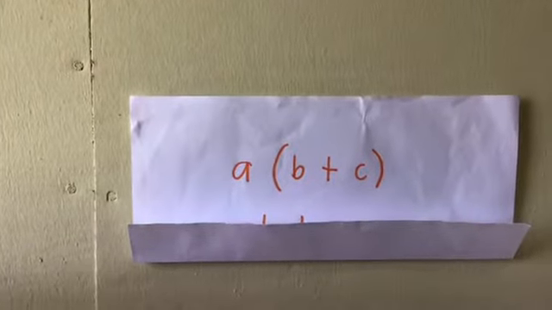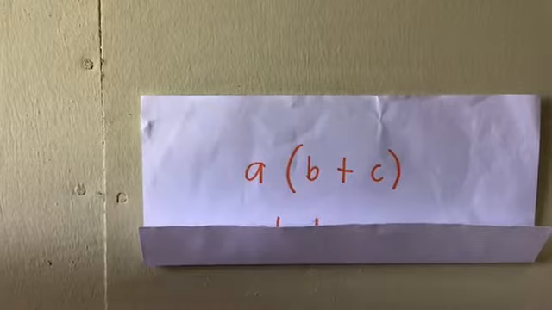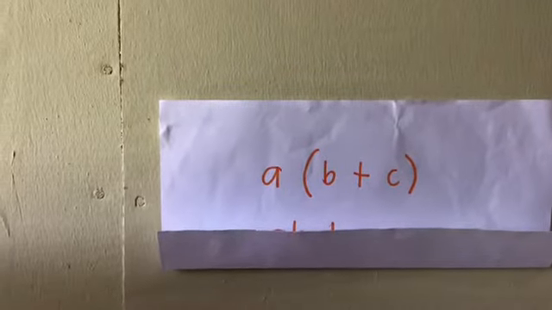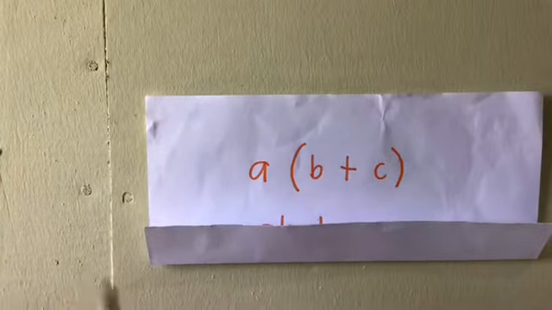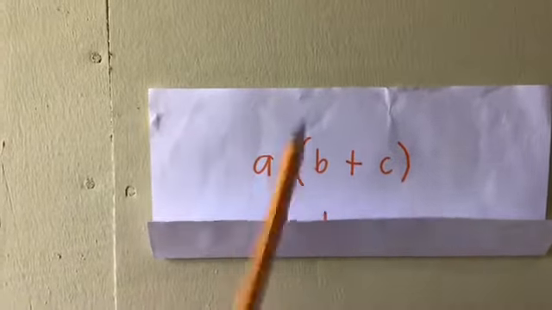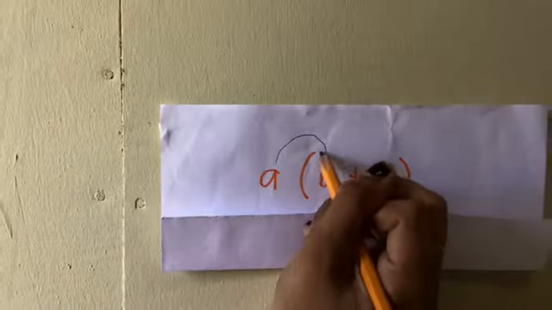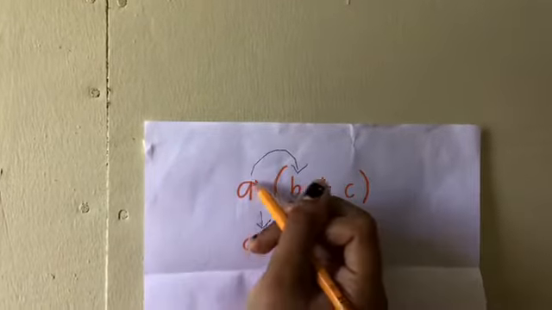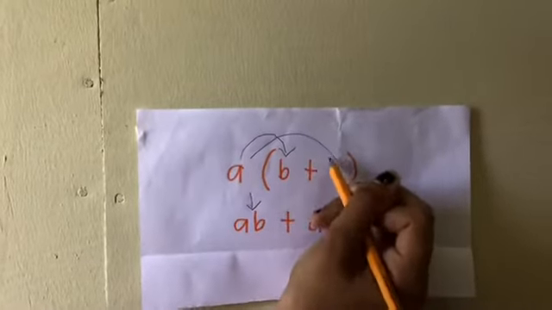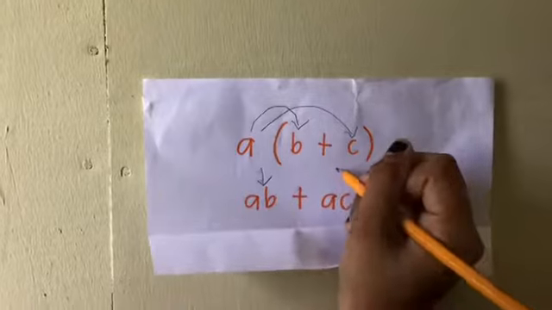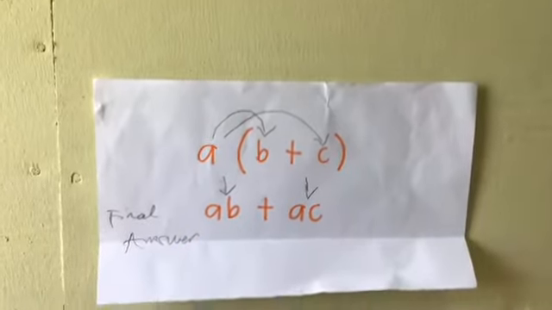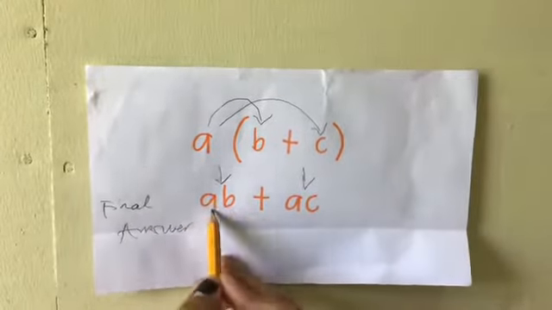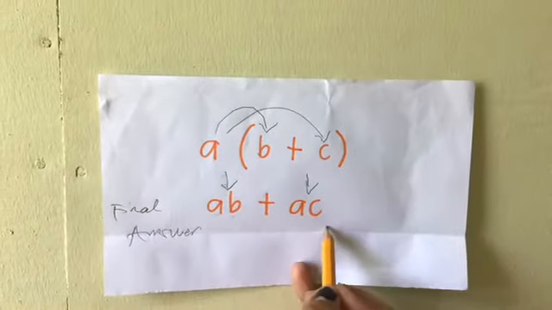Remember, when you multiply variables together, you just set them together in alphabetical order. So a times b will give you the answer of ab. a times c will give you the answer of ac. So your final answer would be ab plus ac.